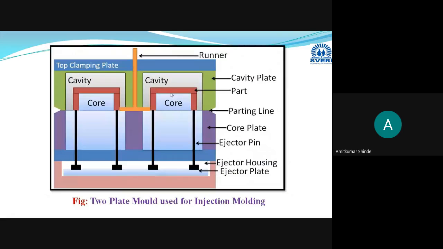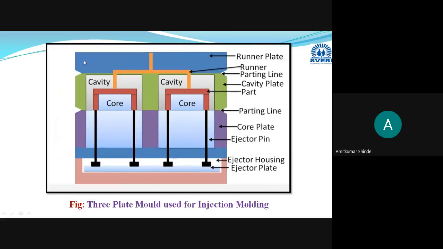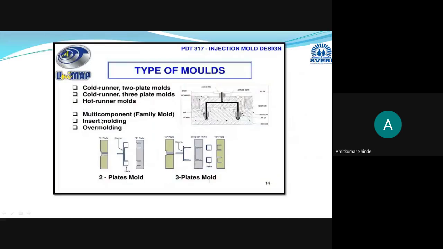Here, this top part is fixed and this is movable. Here this top part is fixed, this bottom portion is movable. This diagram is shown in a horizontal way and it is separated. Where the parting line is present, it is separated from that. You can observe it here.